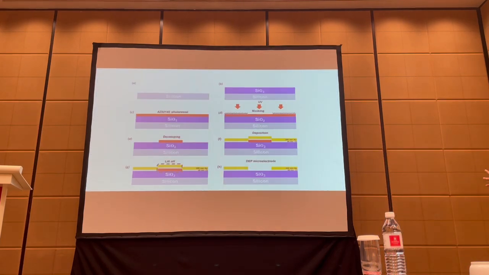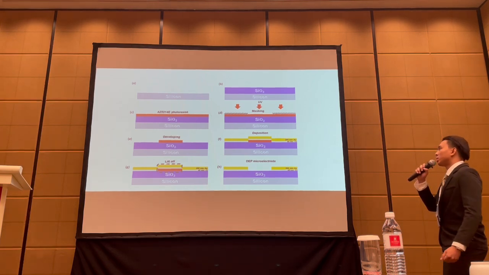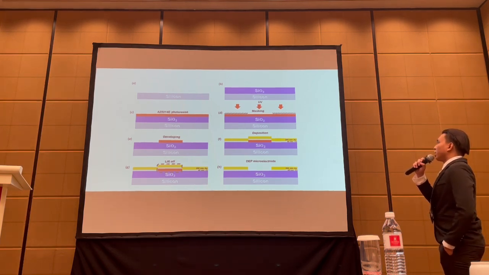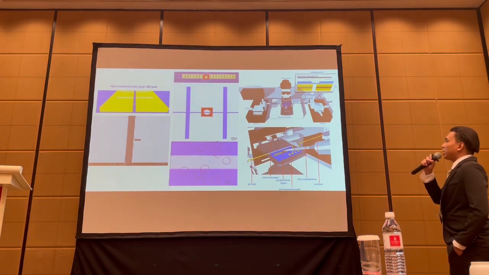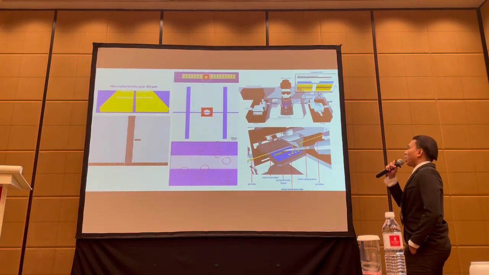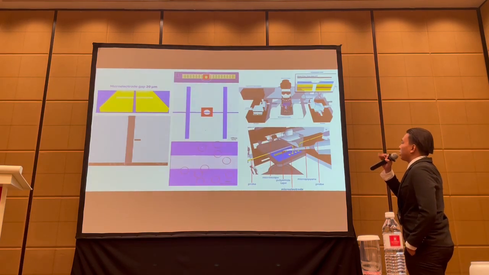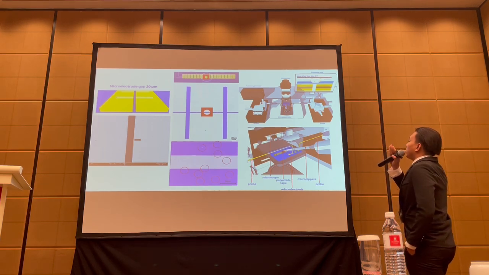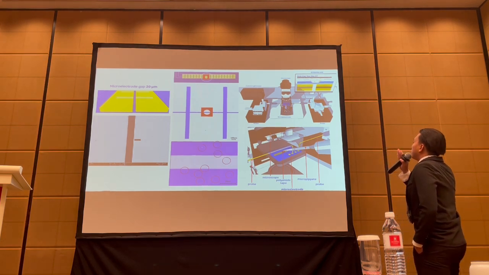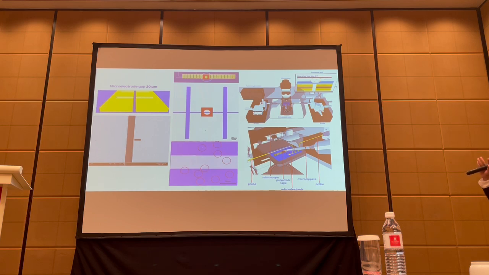Next. So we fabricate our device, for which we use a lift-off process, and then we use gold. Next. And then this is the microelectrode gap that we fabricate, which is 20 micrometer. That is the FISAM. And that's the overview under microscope. And this is the procedure methodology of our DEP itself. Next.